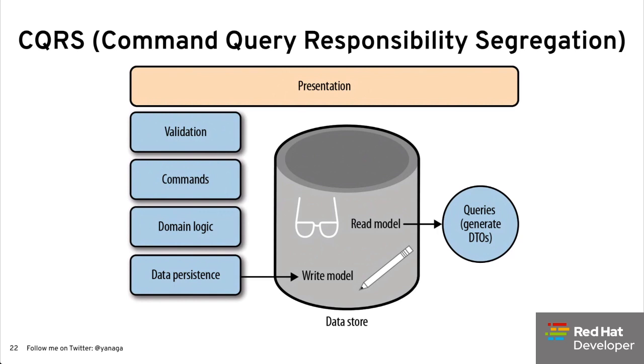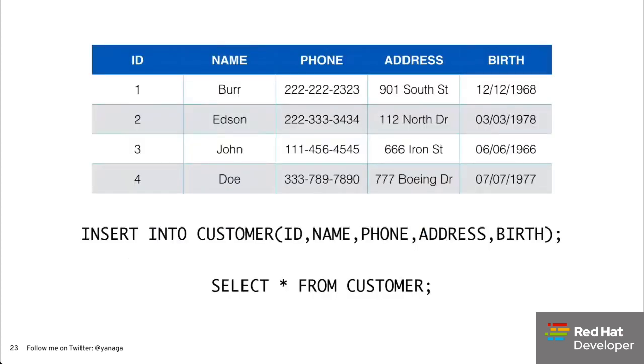In the traditional CRUD pattern, you usually use the same model for read and write operations. I'm writing a customer, I'm reading a customer. So this is a very simple architecture. Actually, it's the one that we recommend for you to start your application. But later, you realize that maybe I can have different models for my read responsibilities. So the traditional approach is this: you have a customer table and you insert into customer using all the fields and you select star from customer.